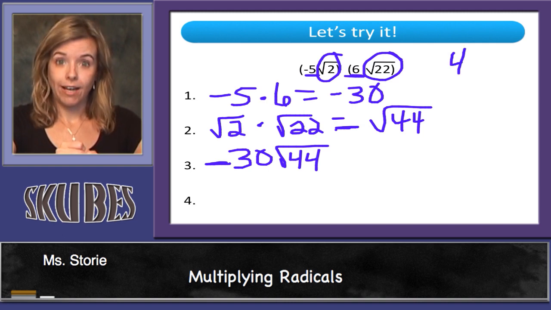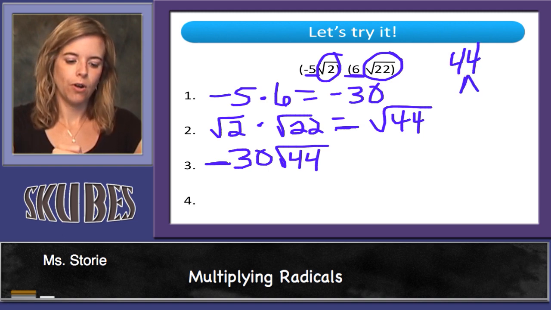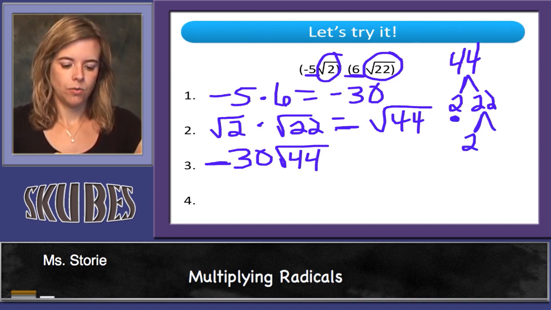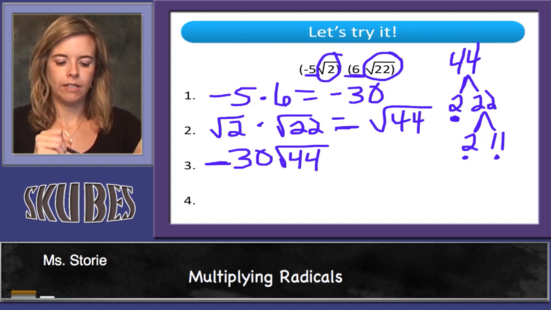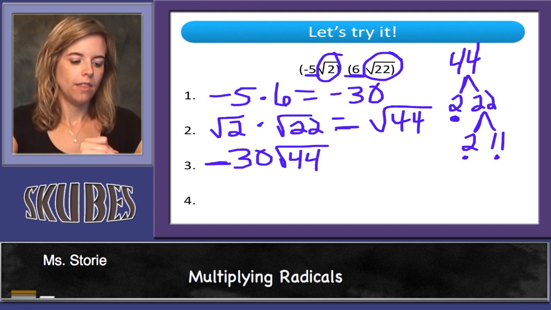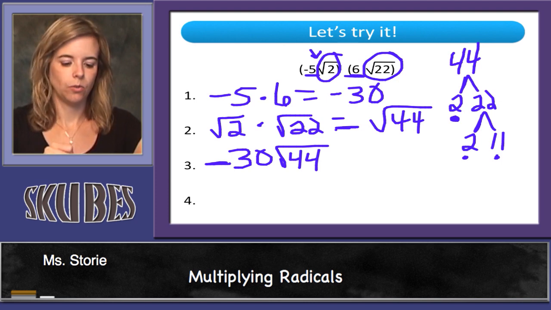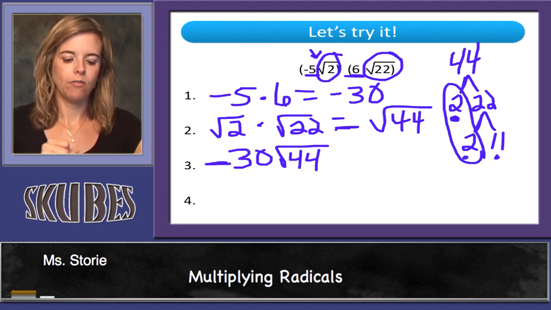So here we go, back to a factor tree again. 44 broken down would be 2 times 22. There's a prime, so I'm going to put a dot under it to keep track of it. And then 22 is 2 times 11. Now I'm down to primes. There is no index here, so it's assumed to be 2. So we're looking for pairs. And I have a pair, and then I have a lonely leftover.